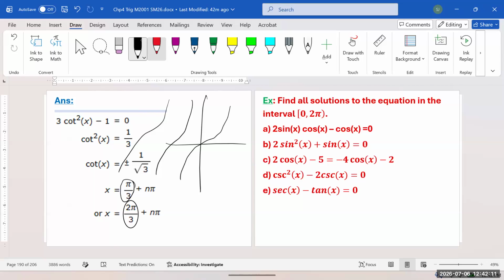This one is GCF because they both have cosine. This one is also GCF because they both have sine. This one you combine like terms. This one is quadratic. No, GCF because they both have cosecants. Okay, GCF.